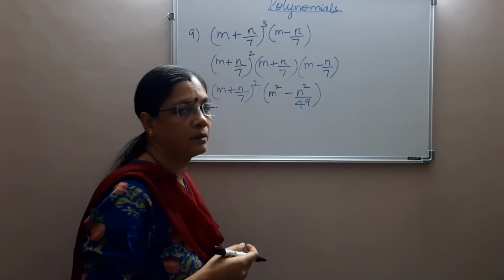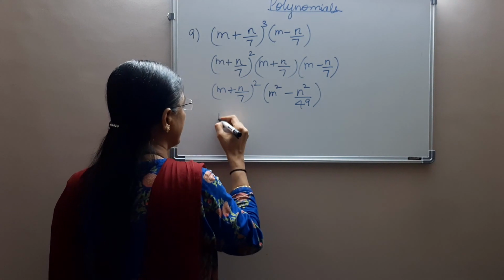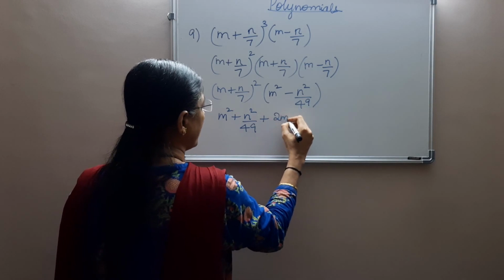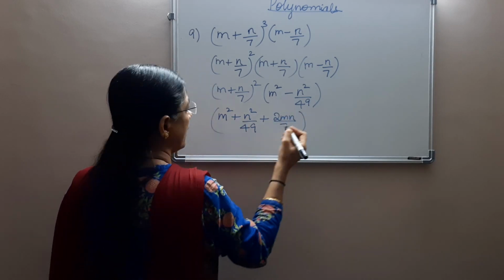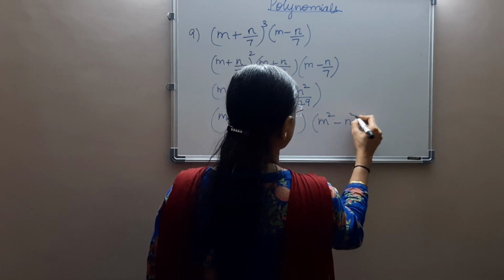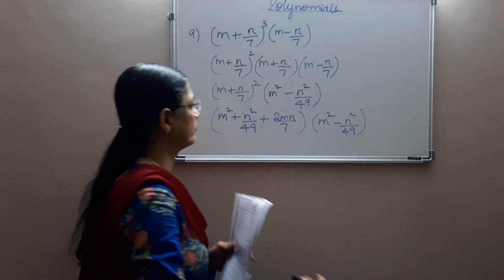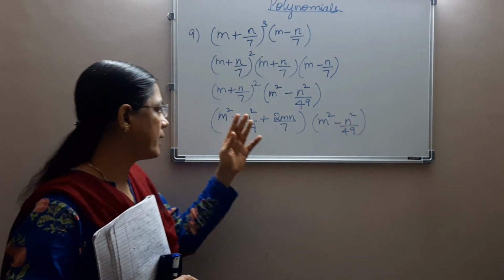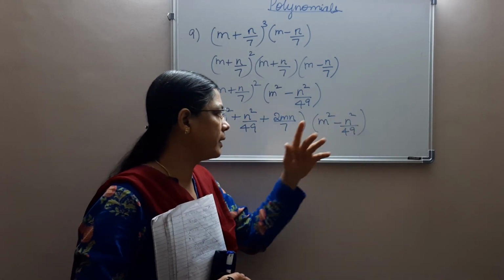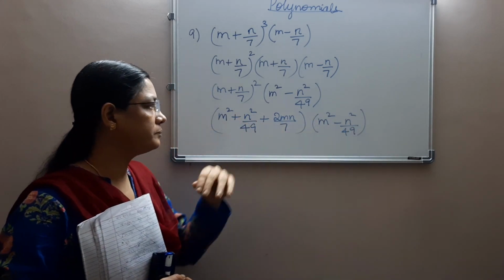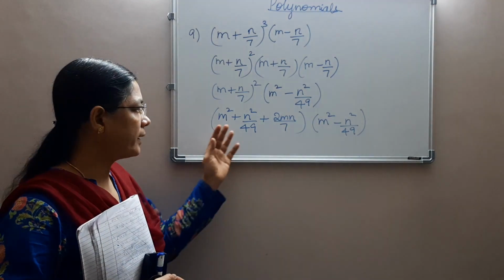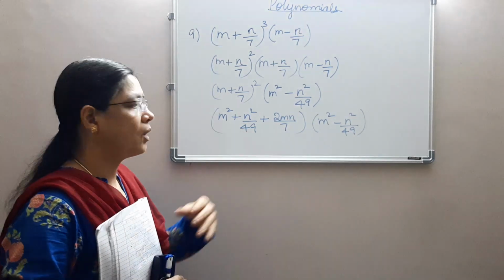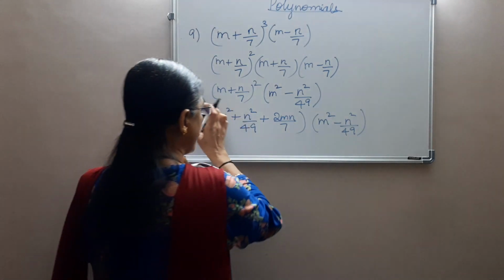If I expand this, I can get m squared plus n squared by 49 plus 2mn by 7. I can leave it like this, or I can expand it too. See, m squared into m squared minus n squared, plus n squared 49, m squared minus n squared 49 plus 2mn. Do you understand? So I can do like this also, or else I can leave it as such. So this is how we simplify the given term as far as possible.